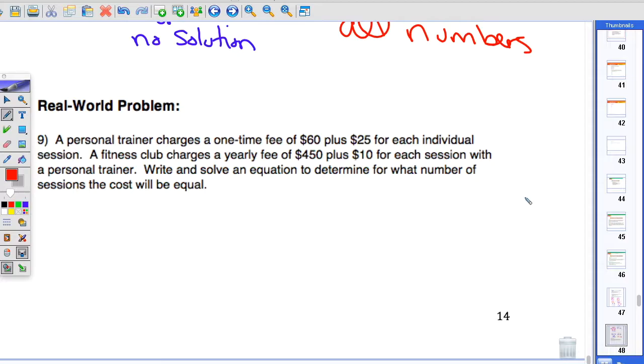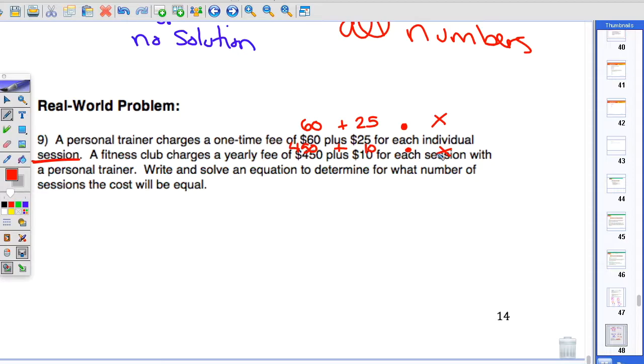A real-world problem using variables on both sides. A personal trainer charges a one-time fee of $60 plus $25 for each individual session. So that means $60 plus $25 for each. That means multiplication, individual session. We don't know what that is, so we can call it x. A fitness club charges a yearly fee of $450 plus $10 for each session with a personal trainer. So that translates to $450 plus $10 for each session. Again, we don't know how many sessions, so we'll call it x.